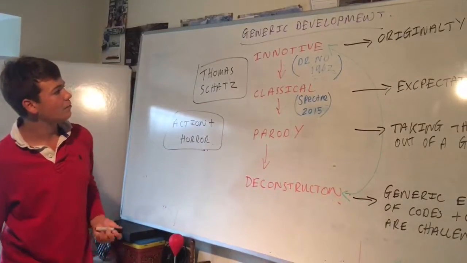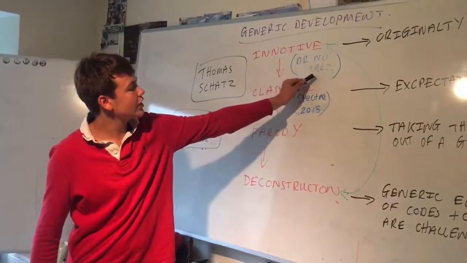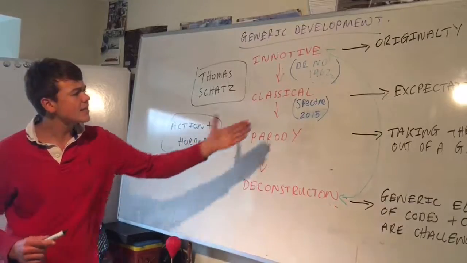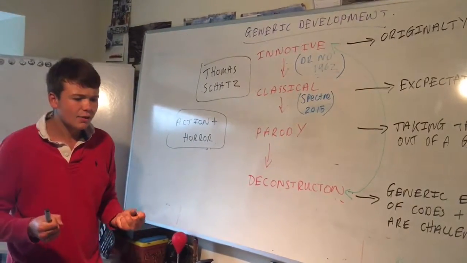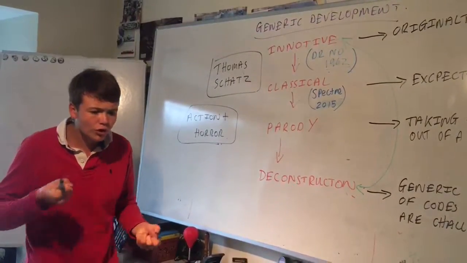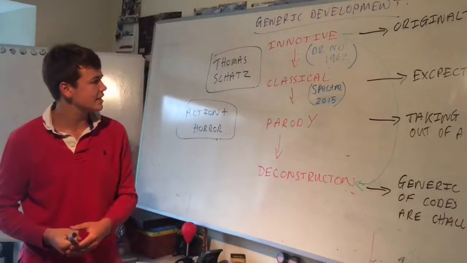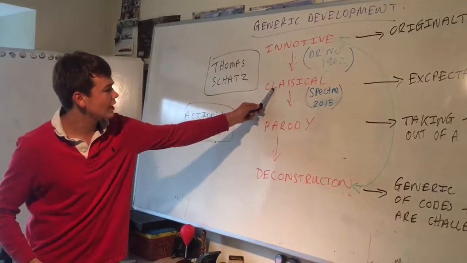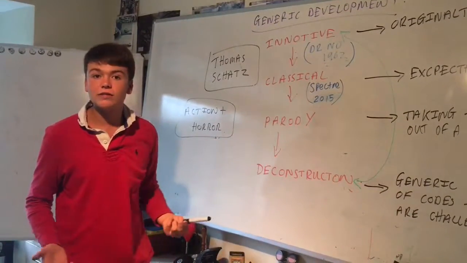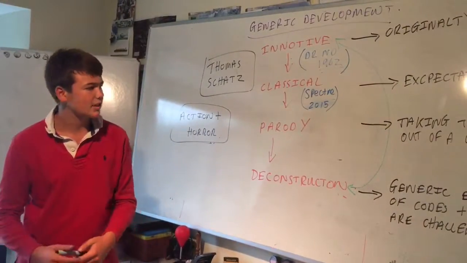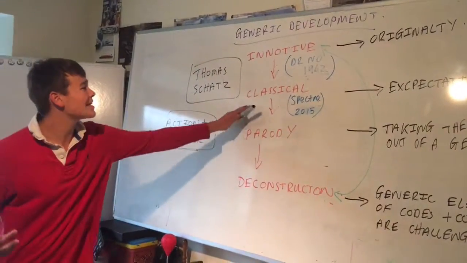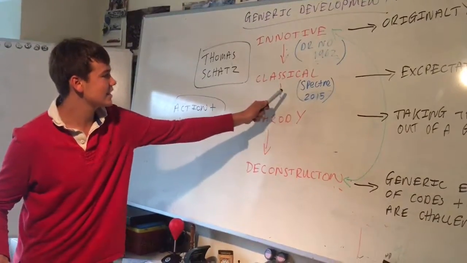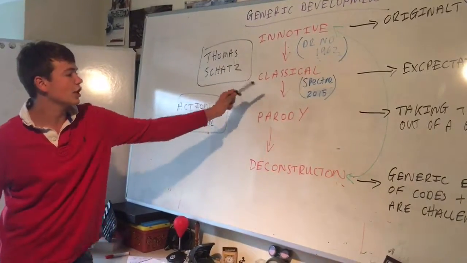An innovative film would be the James Bond film Dr. No in 1962. Because in 1962, no one had ever seen anything like this, James Bond. And so it was an innovative genre. It brought codes and conventions which had never been seen before. But then a classical James Bond film would be Spectre in 2015. We know exactly what's going to happen. We know how the narrative's going to be. We know what the iconography is going to be. We know exactly what's happening. That's a classical example of Thomas Schatz's theory.